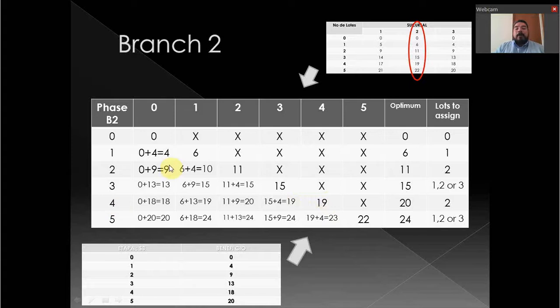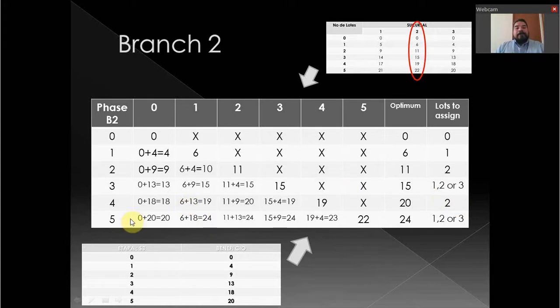And if I have 4 and I assign the 4 of them to branch number 2, the benefits is 19. So the maximum or the optimum value when I have 4 lots, it's 20,000 pesos, and this presents when I assign 2 lots to branch number 2.